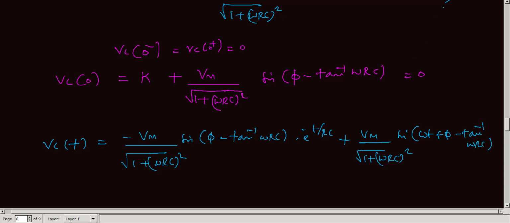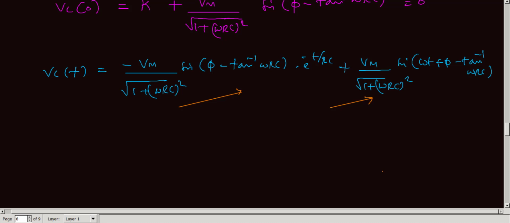So for the transient free condition, I want to make the transient term zero. So this is a transient term and this is a steady state term. The transient term will be 0 when phi minus tan inverse omega RC equal to 0, since sin 0 is 0. So the transient term will be 0. So phi equal to tan inverse omega RC.